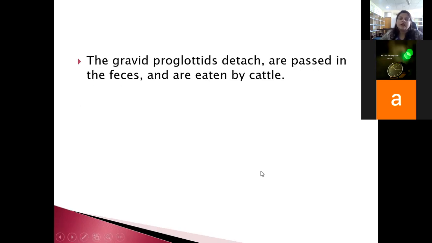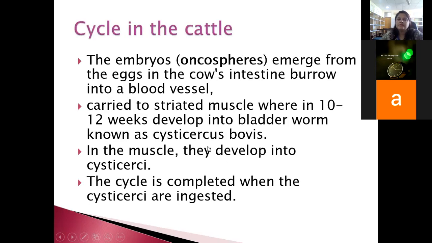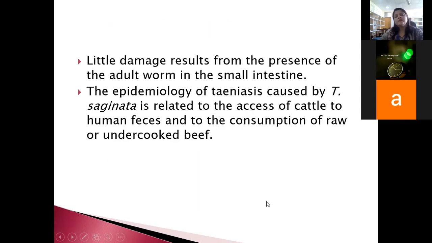The gravid proglottids detached are passed in the feces and are eaten by the cattle. Then the embryo emerges from the egg in the cow's intestine, burrows into the blood vessel, and is carried to the striated muscles, where in 10 to 12 weeks it develops into the bladder worm known as cysticercus bovis. In the muscle, they develop into cysticerci. The cycle is completed when the cysticerci are ingested by humans. Little damage results from the presence of the adult form in the small intestine.